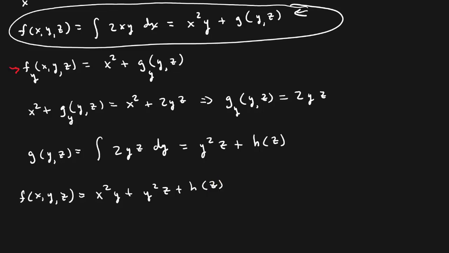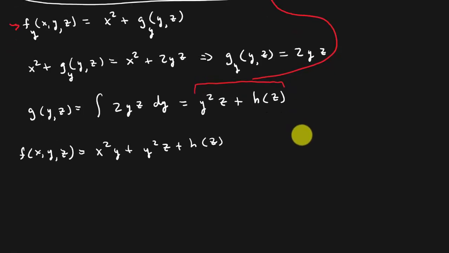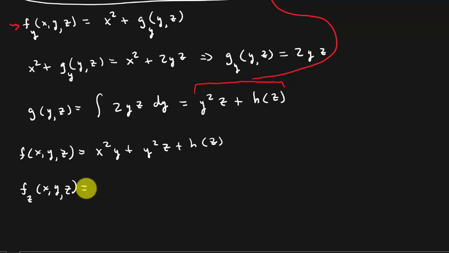And that is plugging this into here. Okay. All right. So now I need to figure out what h of z is. So I'm going to take the partial of this with respect to z. So that's going to give me y squared plus h prime of z. Okay, that's the partial f with respect to z.